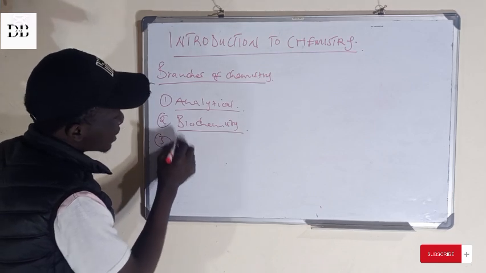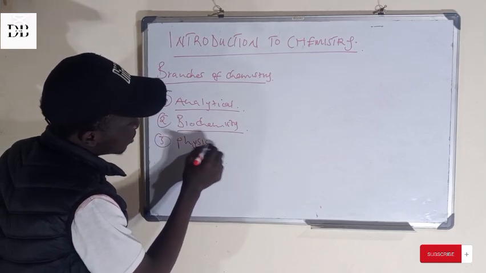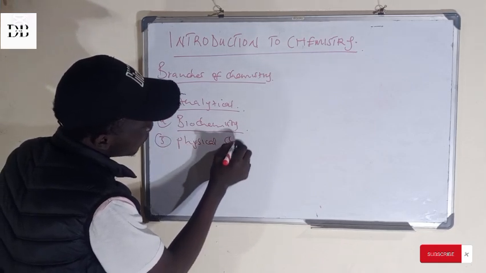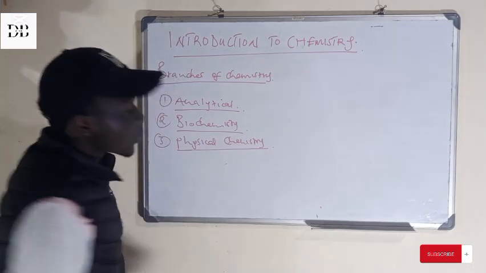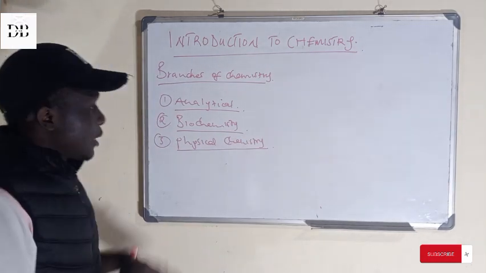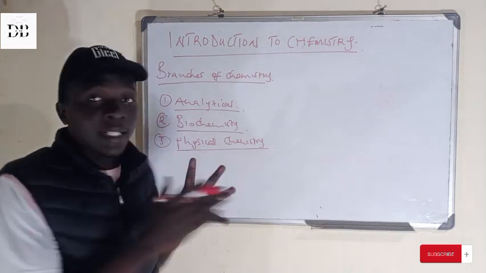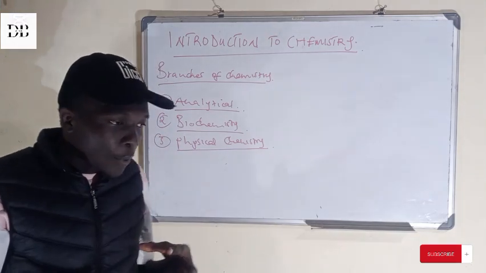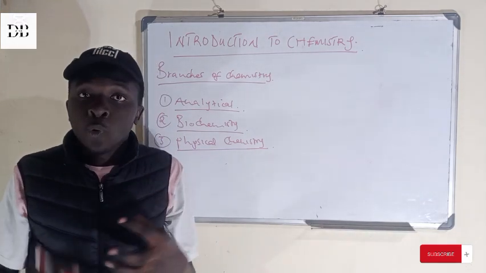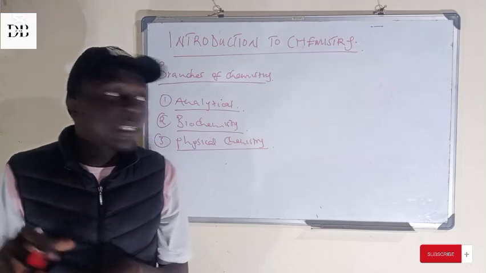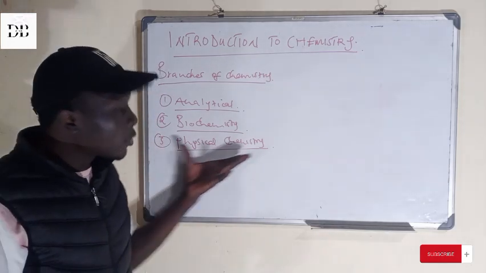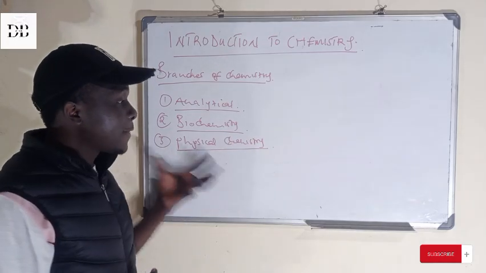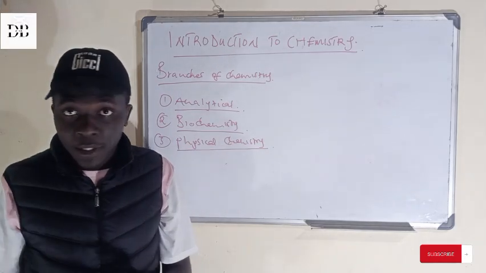Number three, we have what is called physical chemistry. Physical chemistry applies physics principles to what? To chemistry. It relates the two, physics and chemistry. For example, you exploring why oil is so slippery would be an example of physical chemistry, because you are looking at the physics that is happening in chemistry.